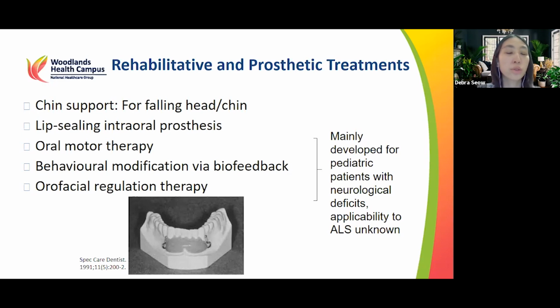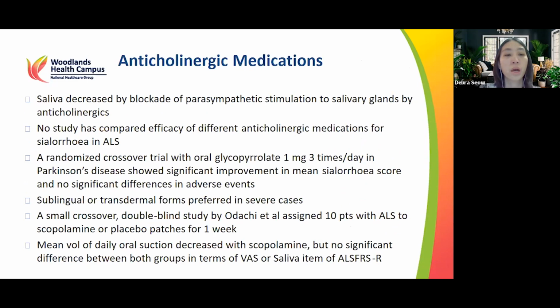And then there were also 3 other therapies: the oral motor therapy, as well as behavioral modification and oral facial regulation therapy. But again, these therapies are mainly for pediatric patients with neurological deficits, and the applicability to ALS is actually unknown. So now we come to anticholinergic medications, and we know that saliva is decreased by blockade of the parasympathetic stimulation to salivary glands.